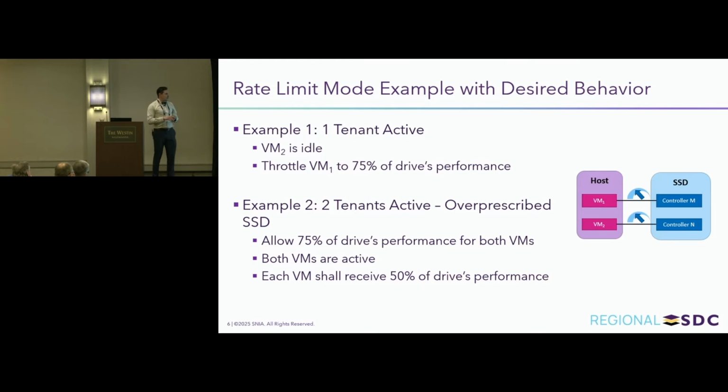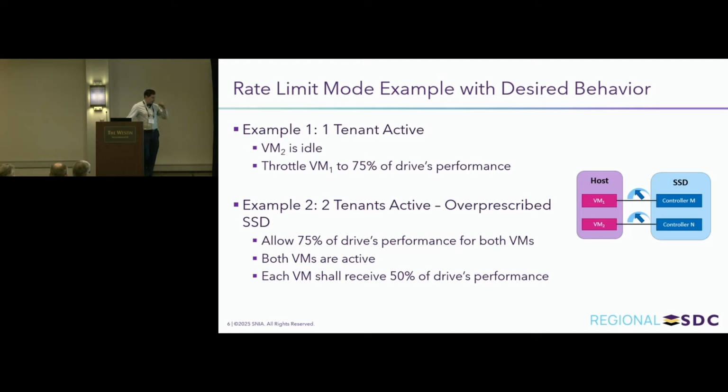With rate limit mode, there are 2 example use cases that we might set up, and these are set up in my mind when I am designing an SSD. I want to talk about what the test cases are, right? These are 2 simplistic test cases that describe some desired behavior of an SSD. So 2 different tenants, VM1 and VM2 shown here, and I'm going to have VM2 idle. And for VM1, I want to provide 75% of the drive performance. That might be one example test case.